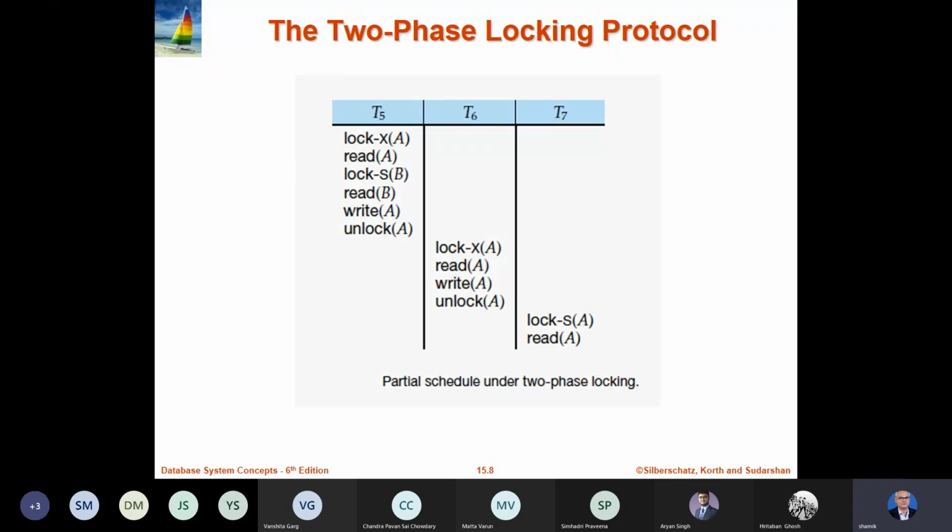So we see this example. This is a partial schedule, everything has not been shown. Here P5 has locked A and then locked B, then it has unlocked A. Once it has unlocked, it cannot lock anything else. And because it has unlocked, now P6 can lock A in exclusive mode. It writes and unlocks. And then P7 again locks A in shared mode and can read it.